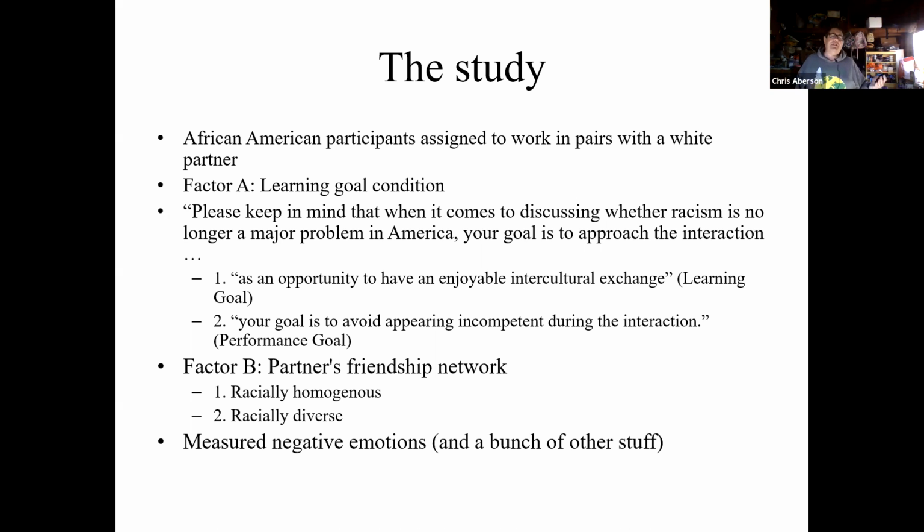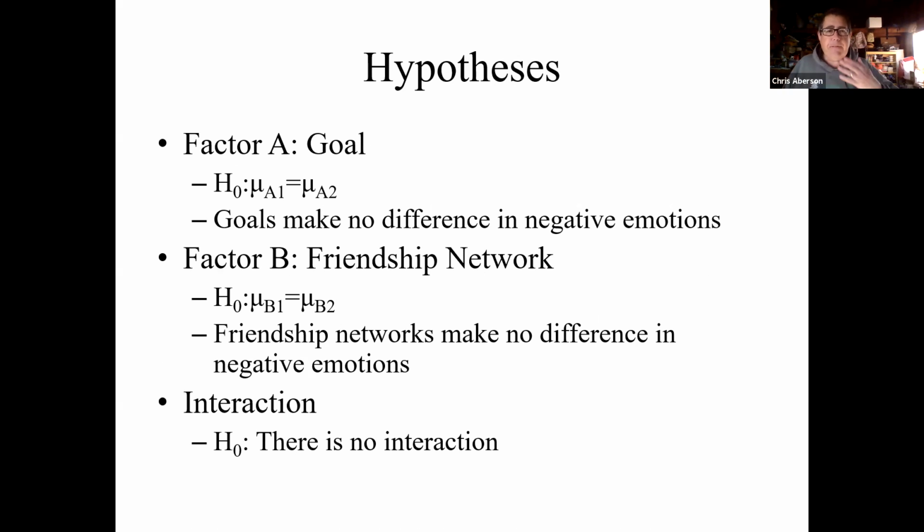They measured a bunch of stuff. We're going to focus on one measure, which was negative emotion. Here are the hypotheses. Goals make no difference would be the null hypothesis for factor A. For friendship network factor, friendship networks make no difference. And for the interaction, of course, there is no interaction. Obviously, what they were looking for here is seeing whether friendship networks affected emotions differently depending upon goal.